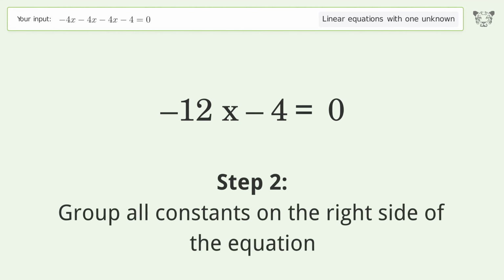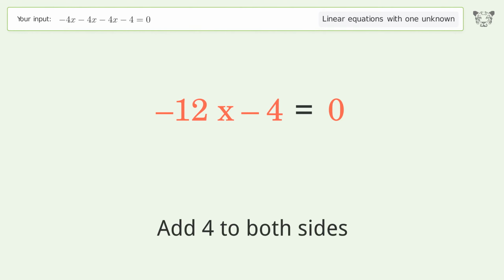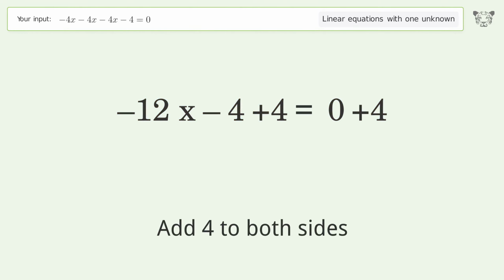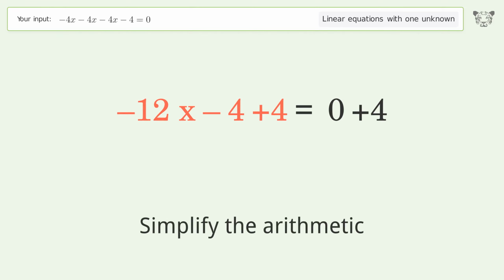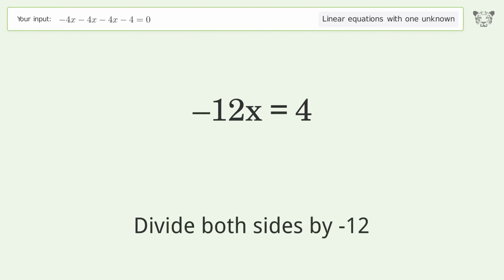Group all constants on the right side of the equation. Add 4 to both sides. Simplify the arithmetic. Isolate the x. Divide both sides by -12.